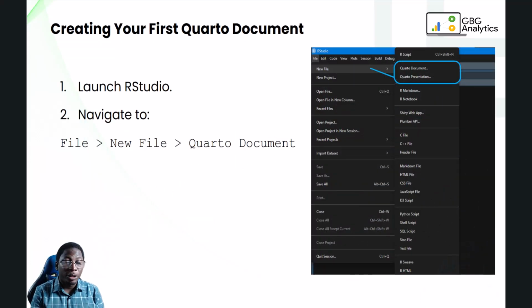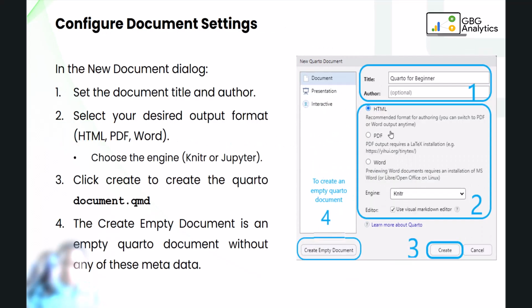And to create your first Quarto document in RStudio, the first thing to do is to launch RStudio, then navigate to File, New File, and select Quarto Document. Then a box like this will show up, which involves the metadata such as the title, the author, and the kind of document you want to create. Is it HTML, PDF, MS Word? You can also select the engine. If you are using RStudio, then you select Knitr, and for Python users you select Jupyter. Then after all the metadata has been set up, you click Create.